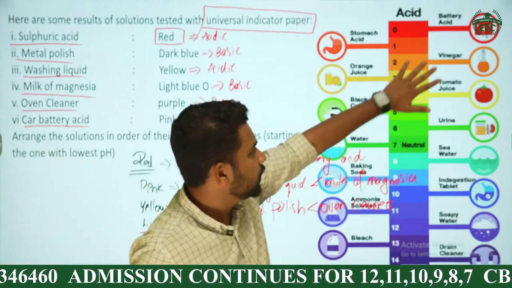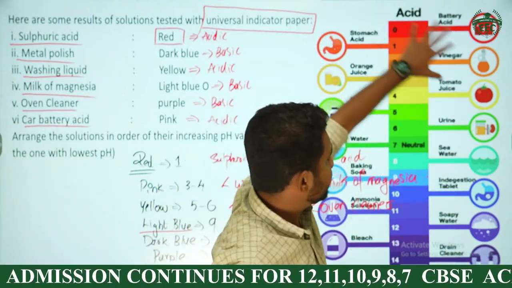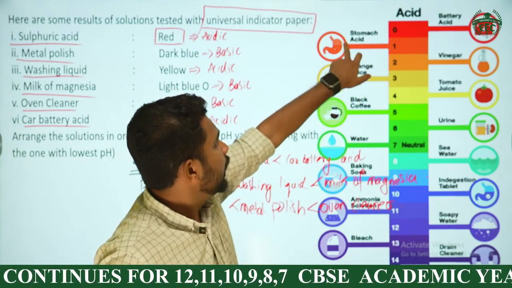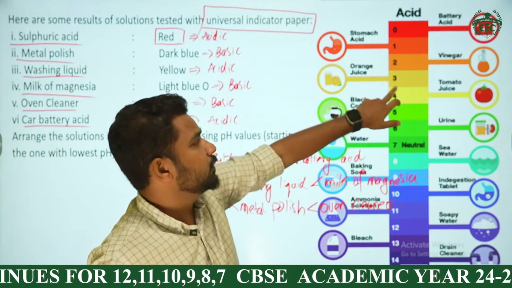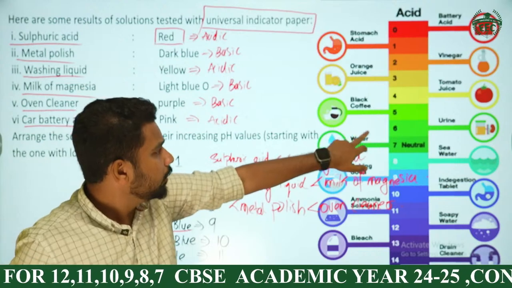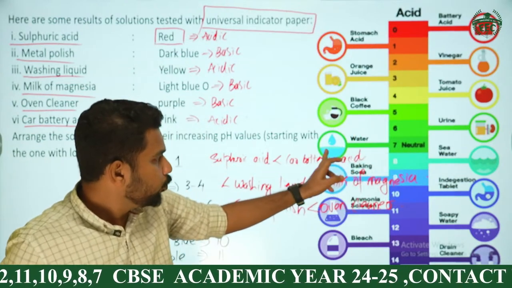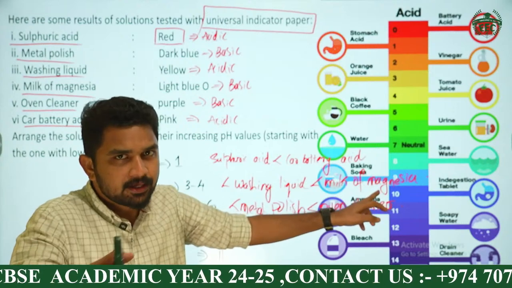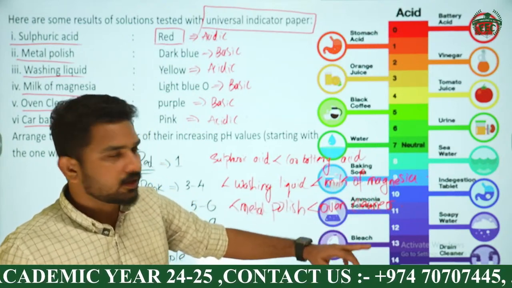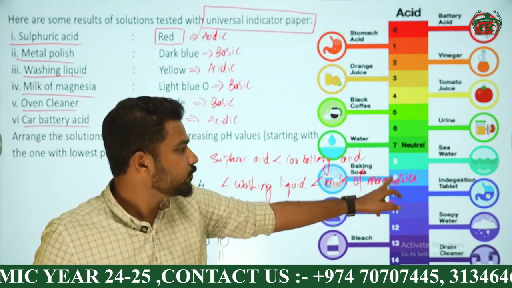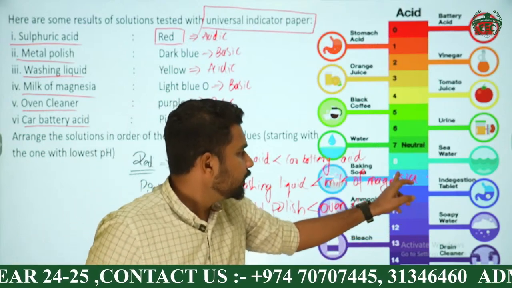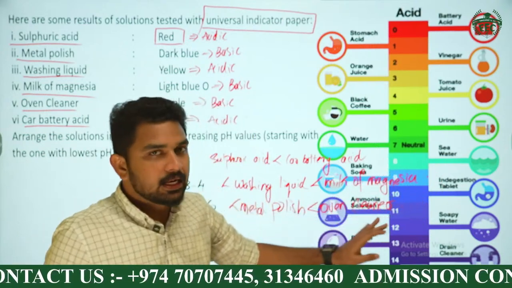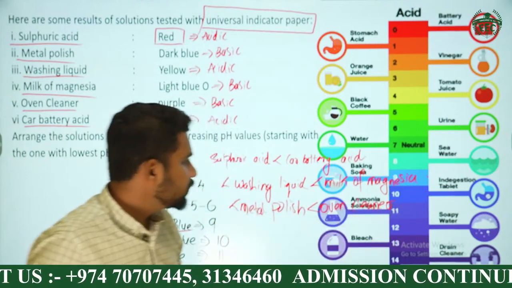You can see some examples here, right? The battery acid is there, and stomach acid, orange juice, vinegar, tomato, and black coffee are there, urine, water, sea water, you can see that. Baking soda is there, you know that baking soda is basic in nature, right? So it will have a pH value of 9. So the color indicated by pH paper will be light blue. You can see that, light blue color.